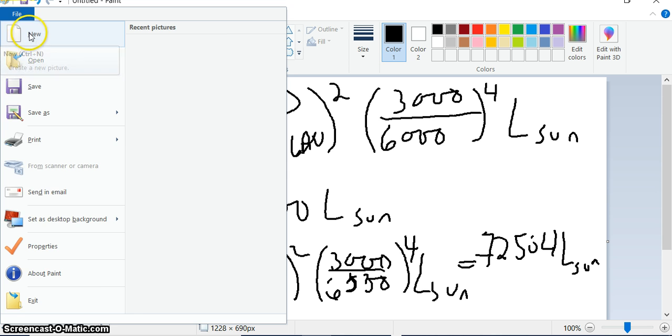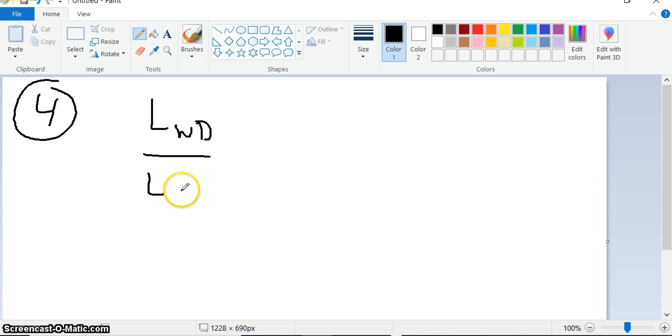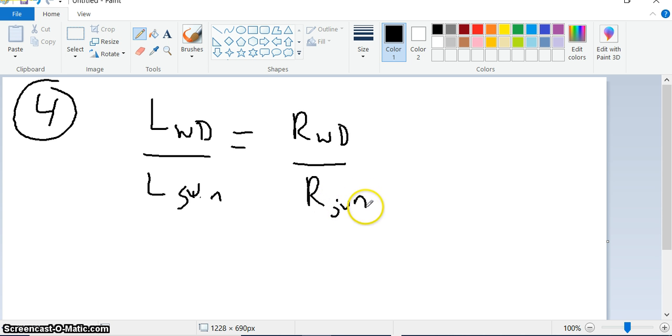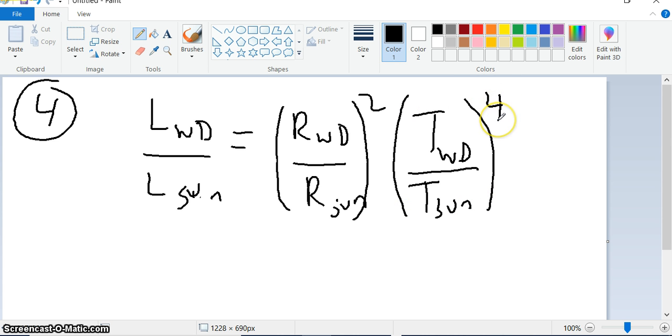The next problem, that was number 3. The next problem is number 4. Again, we're using the same equation here. Let me just set it up. The luminosity of the white dwarf divided by the luminosity of the sun is equal to the radius of the white dwarf, WD will stand for white dwarf, divided by the radius of the sun, and we square that, and then the temperature of the white dwarf divided by the temperature of our sun, and we raise that to the 4th power. So that's the equation.